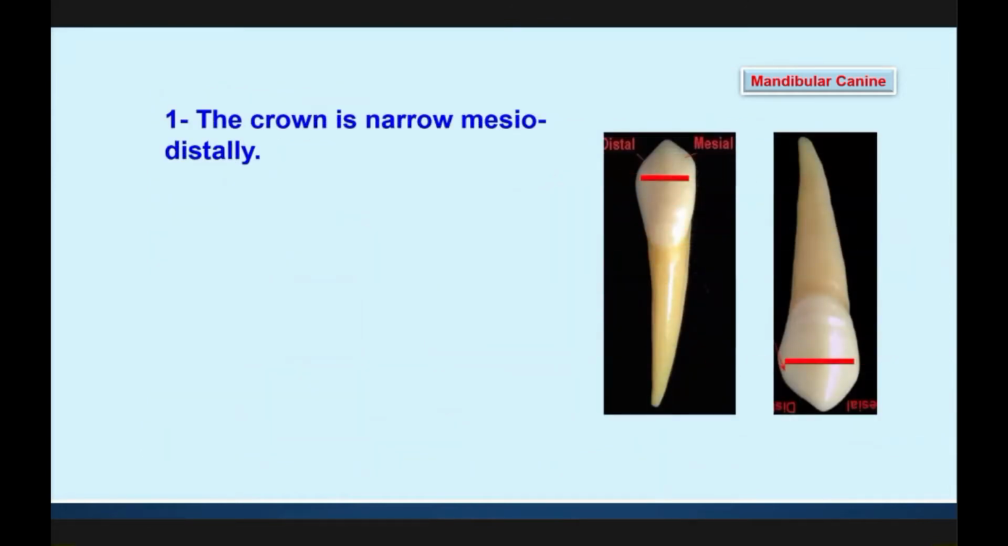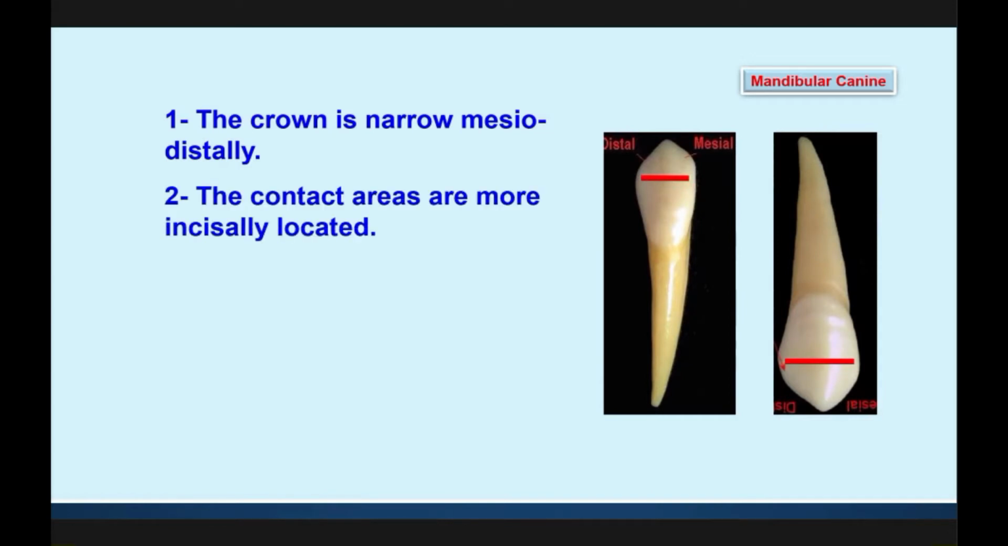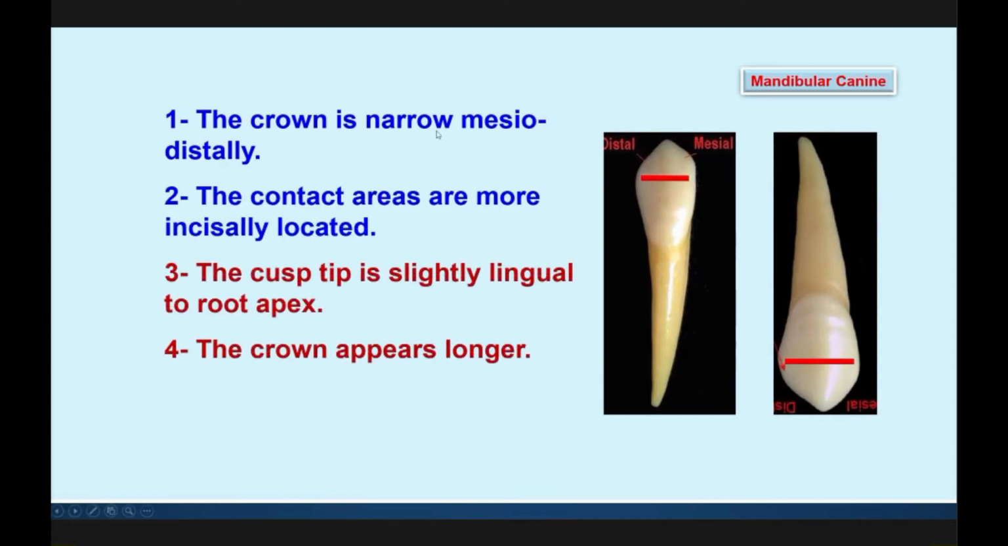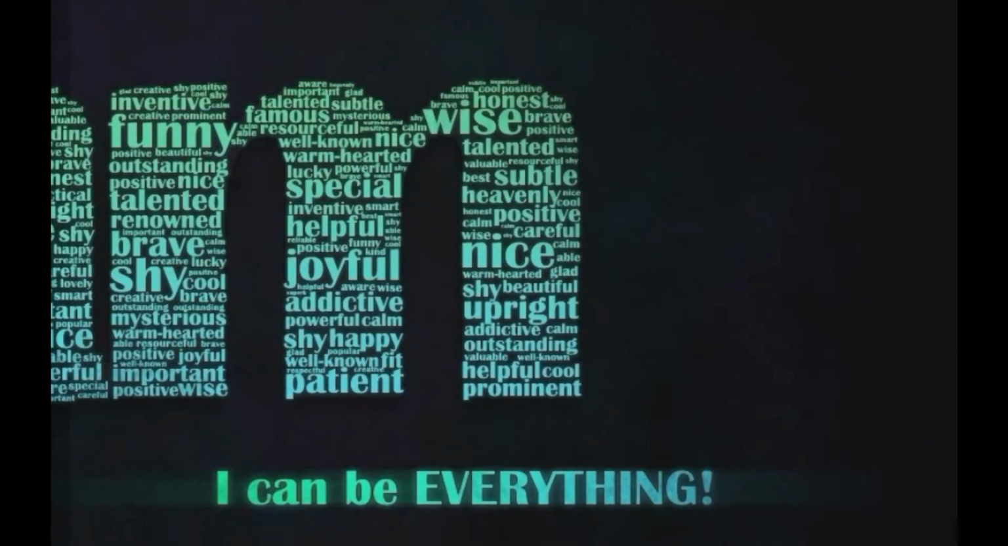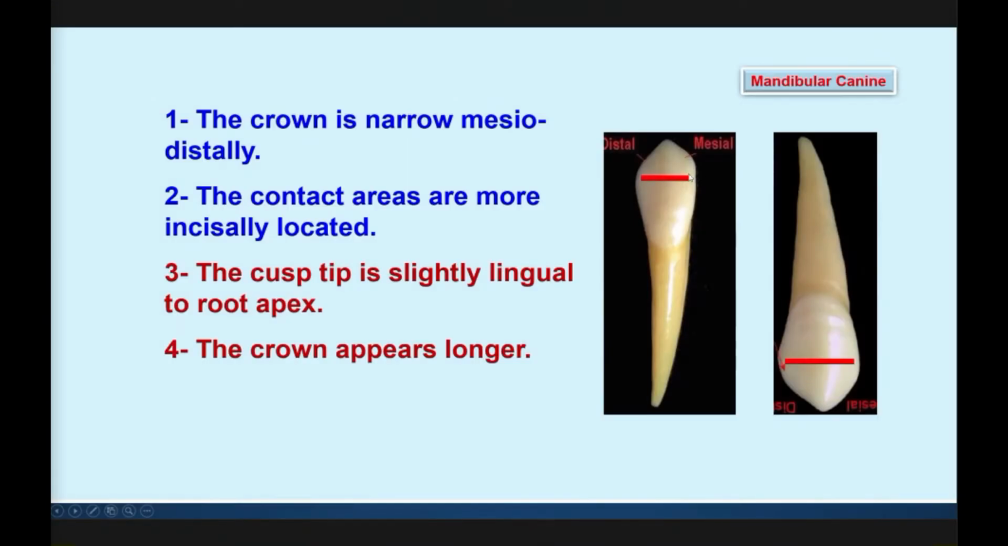The crown is narrow mesodistally. You see, if we compare the maxillary canine with the mandibular canine, then we will find that maxillary canine mesodistally is a little bit wider than the mandibular canine. And mandibular canine is a little bit longer cervico-incisally in this dimension than the maxillary canine. So mandibular canine looks a little bit thinner and longer.